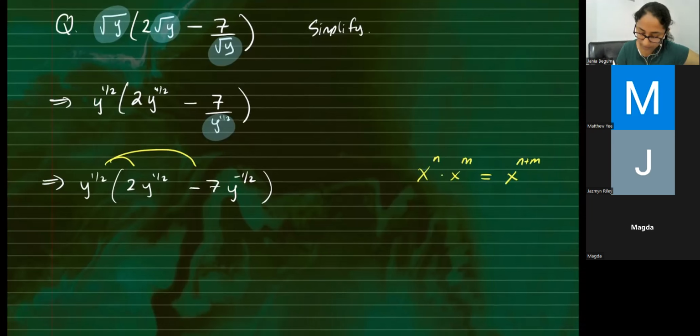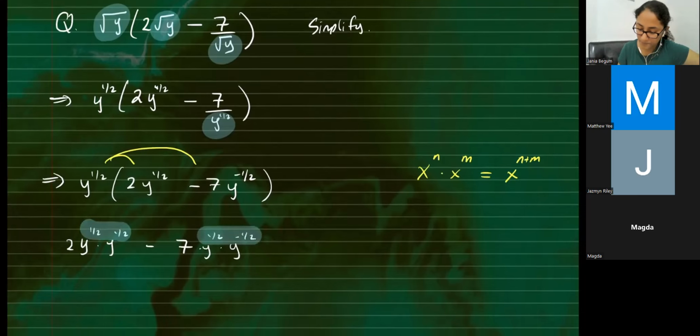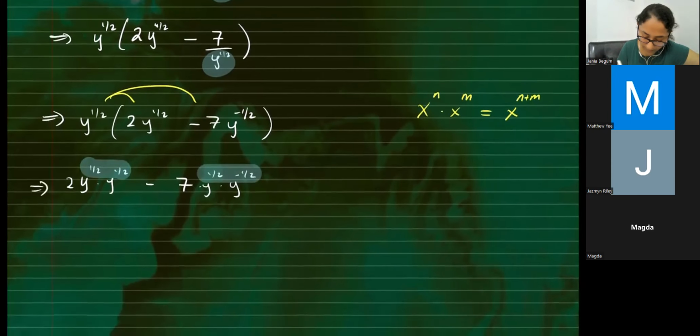So y to the 1/2 times 2 times y to the 1/2. That's 2 times y to the 1/2 times y to the 1/2 minus 7 times y to the 1/2 times y to the -1/2. So that's what it looks like when you distribute. And now here it's multiplying at the exponents. Second term also multiplying at the exponent. So I get 2 times y to the 1/2 times y to the 1/2.